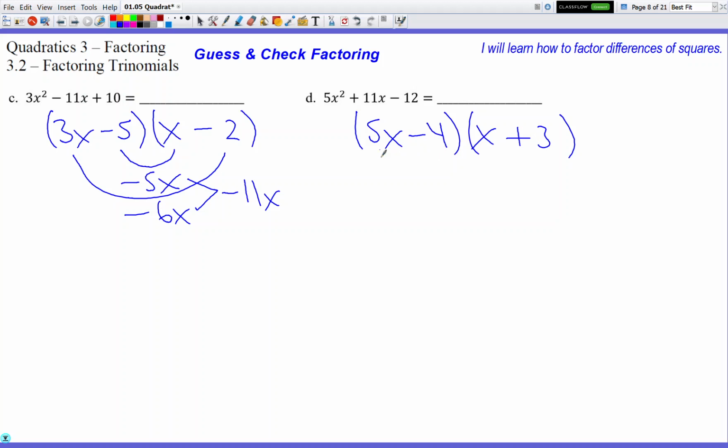So 5x times x, yep, that's 5x squared. -4 times +3, yep, that's -12. And my inside-outside, does that make +11x? Well, like I said, I did these problems already. I know it's going to work.